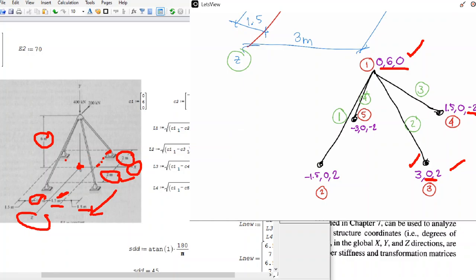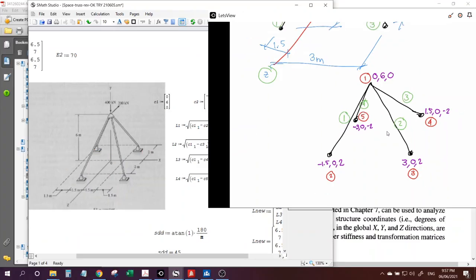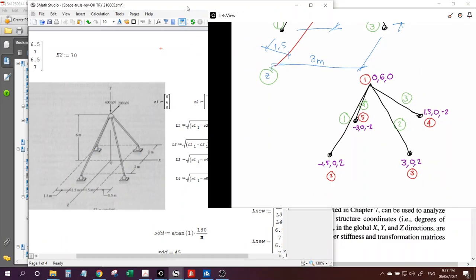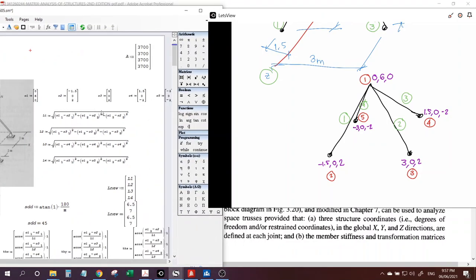And finally, node 5 is negative 3, because negative 1.5 plus negative 1.5 is negative 3, 0 on the xz plane, and negative 2 since it is in the opposite direction. So that's how we set that. That's why in my spreadsheet I have the coordinates here.